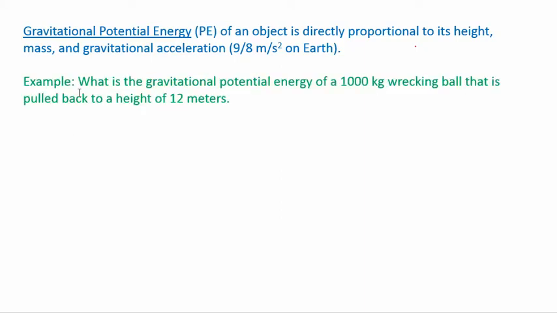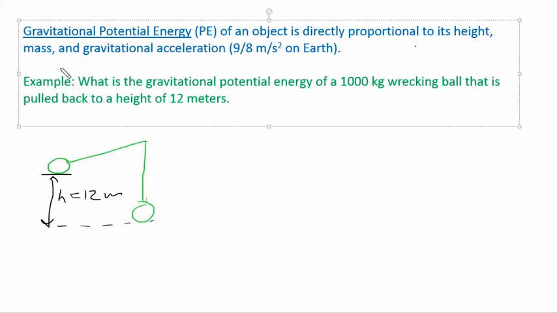So let's try this example. You should add this to your notes. What is the gravitational potential energy of a 1,000 kilogram wrecking ball that is pulled back to a height of 12 meters? So I made a little diagram here, and you should make a diagram similar to this in your notes. Here it is, the wrecking ball at the bottom. Here's the wrecking ball pulled up. So the height of 12 meters is how much higher it is pulled up compared to when it was at the bottom. And I'm carefully measuring that height from the same point of the wrecking ball.